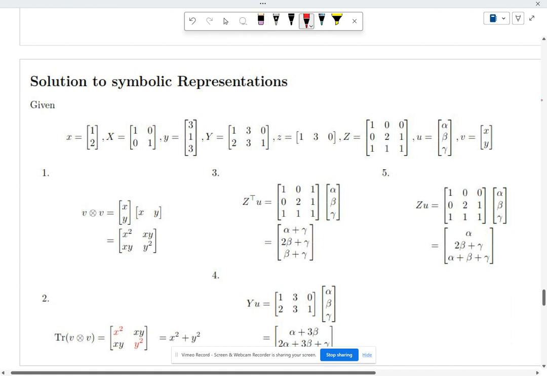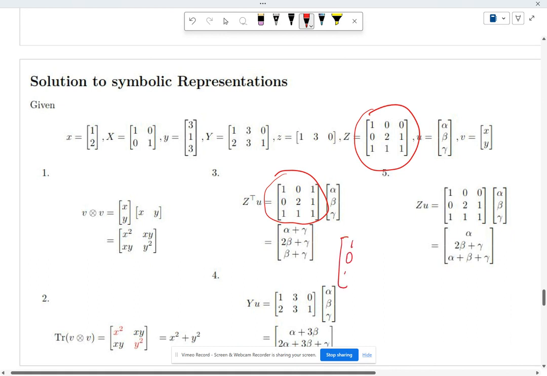Number 2, well, it's just a trace of this. Basically, you just add them up. Number 3, okay, so this is interesting. First, you can look at this and look at this and notice that they are the transpose. Actually, are they the transpose? Did I do something wrong? Oh, I did it wrong. Okay, let's do it together here.